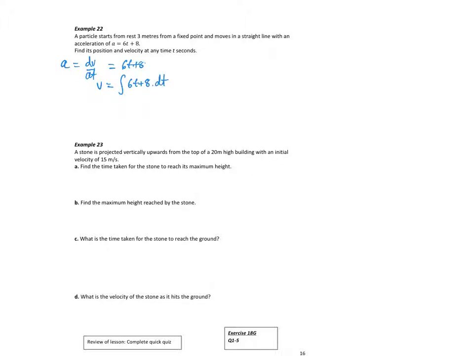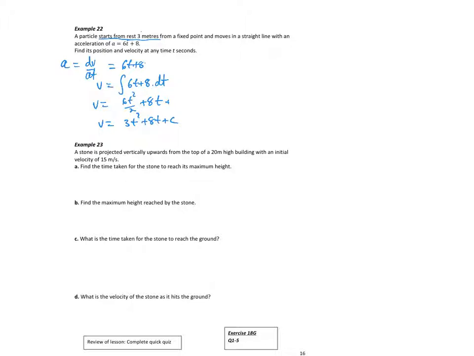And that will give me: add 1 to the power, divide by the power, plus 8, add a power. So the velocity is equal to 3t squared plus 8t plus some constant c. So we need some initial information here. Starts from rest, 3 meters.